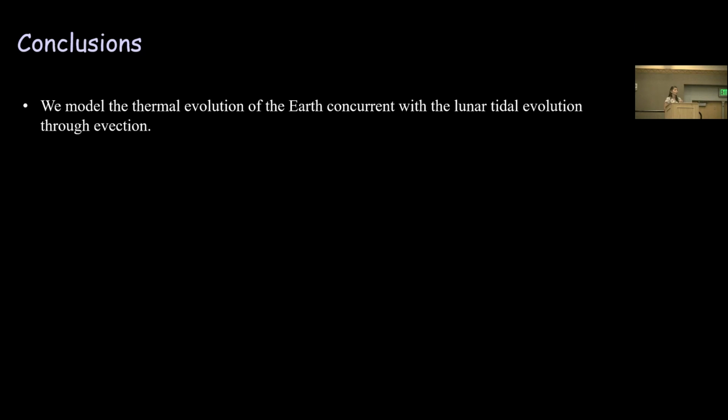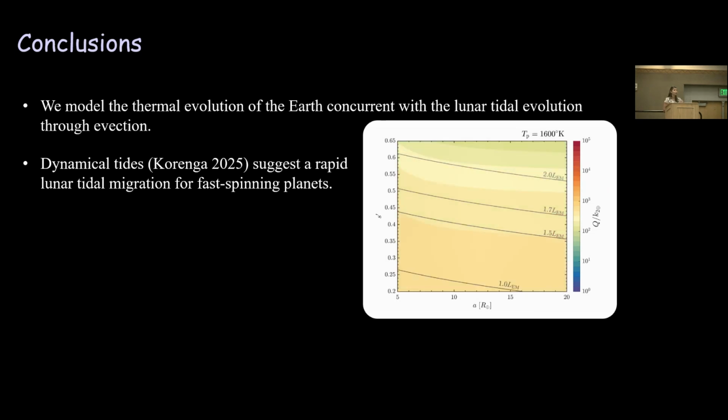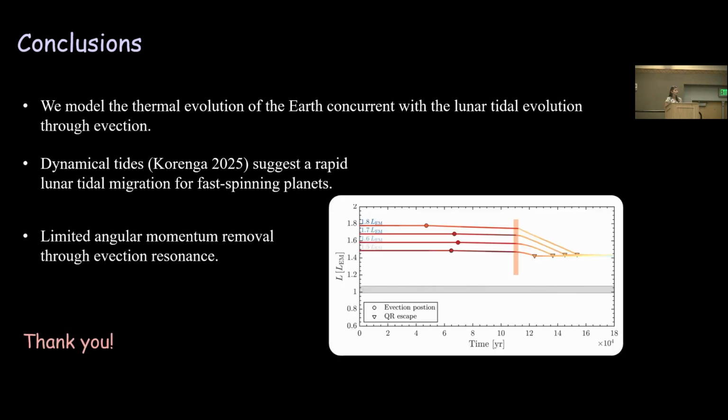So to conclude, we modeled for the first time the thermal evolution of the Earth and included dynamical tides. And together with the lunar tidal evolution through evection resonance, we found that these dynamical tides suggest rapid lunar tidal migration for fast spinning Earths, and these are exactly the rotations that are suggested from impact simulations. And we saw that there is a very limited angular momentum that could be removed in these cases. So what we are going to argue is that either we need a different mechanism or that high angular momentum impacts are not viable scenarios.